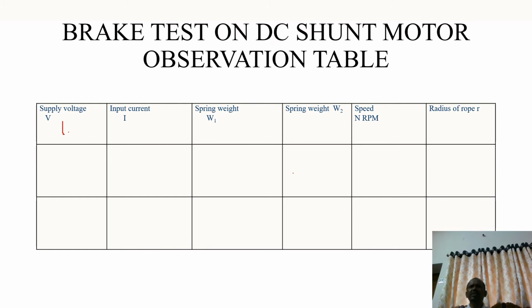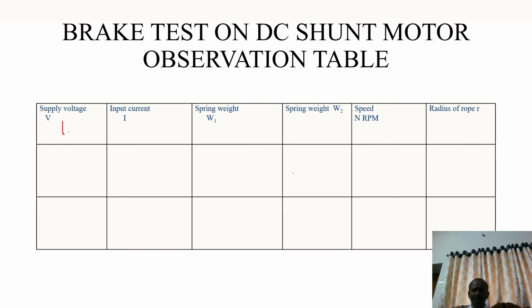There is a change in the spring balance weights, a change in field current, and a change in the speed of the DC motor. You can note and calculate torque, power, input power, and output power. We know the equation by which we can calculate the output power, so you can note that equation.